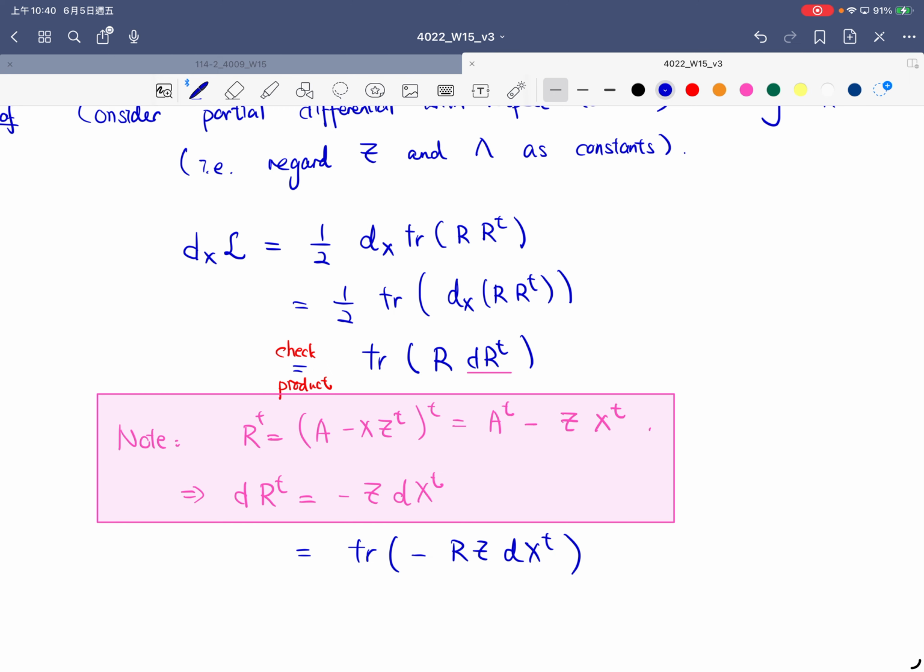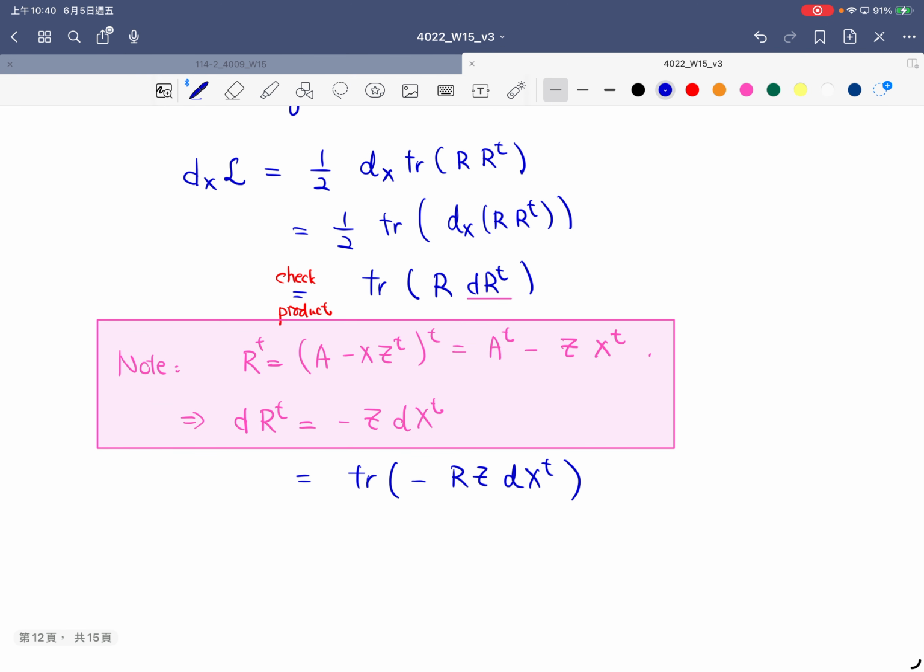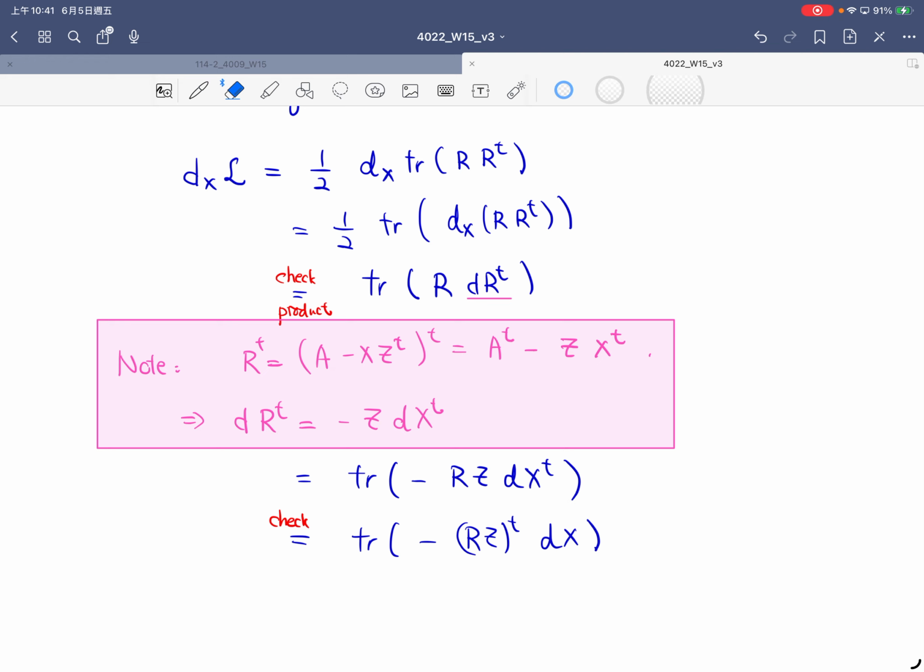And something I'm going to do a little faster is check. Because at the end of the day, I want to make this become dx, so I need to transform and also use the commutativity of trace. So if you do it correctly, this turns out to be the trace minus our set transform dx. If you wish, you can put the minus inside as well. It's not very important.